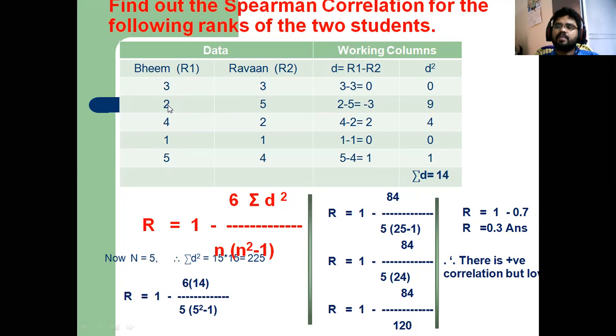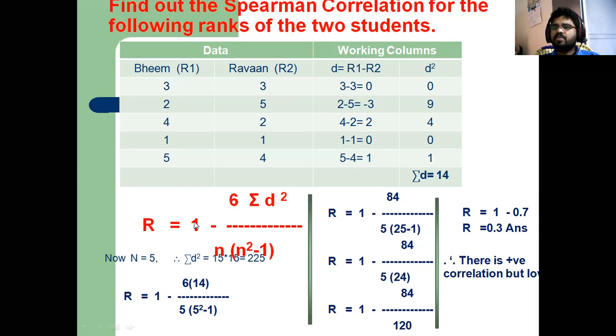Then here in the particular examination, Bheem has a second rank. Here Ravan has a fifth rank. Then fourth rank and second rank, first rank and first, fifth and fourth one. Then we need to understand that. So in order to find the relationship between the two, or if you would consider them as variables also, x variable and y variable, it doesn't matter. Instead of names only, you can take the variables x and y.